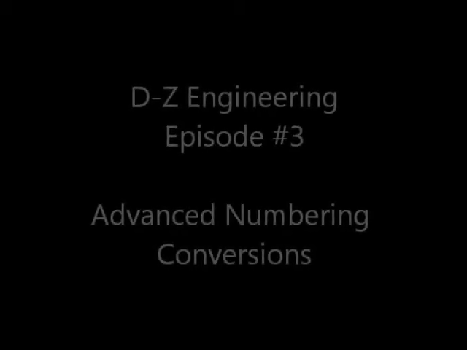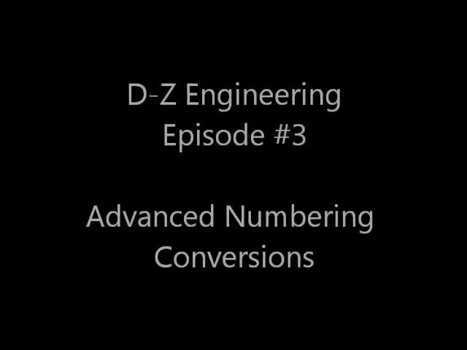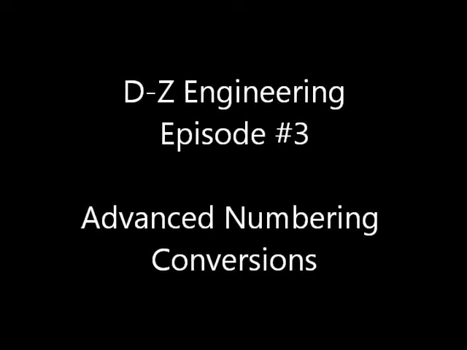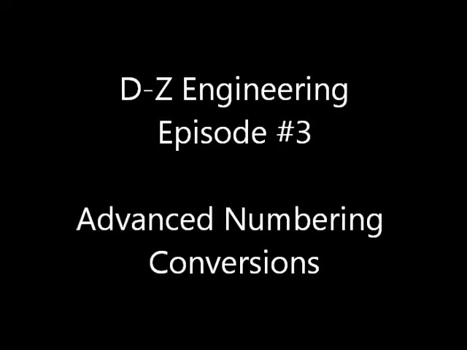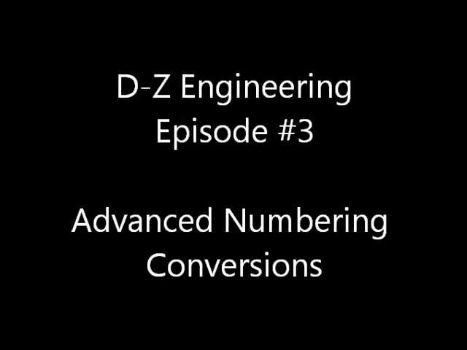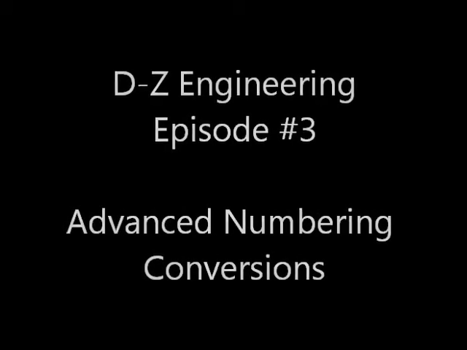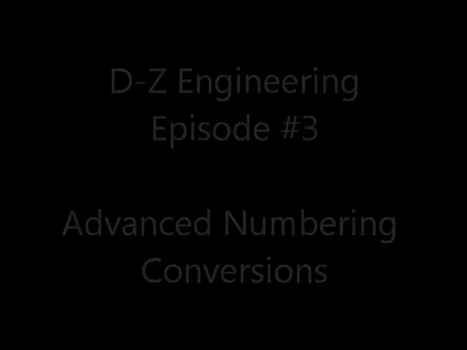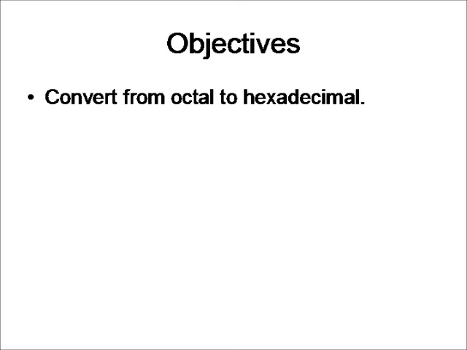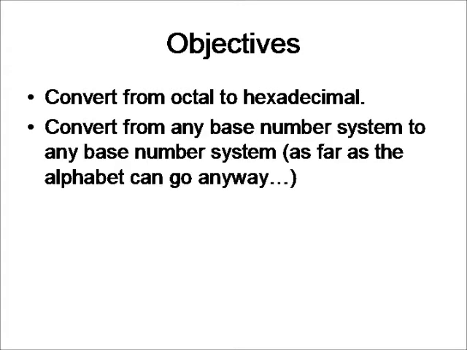Alright, so now that you know how the binary numbering system works, we're going to look at other numbering systems in this video and see how they convert from each other to each other. So this is advanced numbering conversions. In this video, I'm going to show you how to convert from the octal numbering system to the hexadecimal numbering system, and I'll show you how to convert basically from any base numbering system to any base number system, well, as far as the alphabet can go anyway.